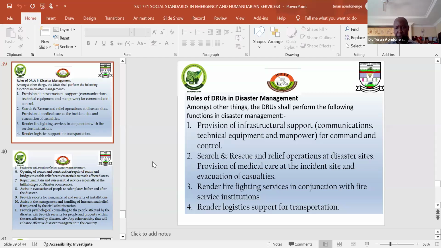Grace Joseph, please mute your speakers. They render firefighting service in conjunction with the service institution. Joseph, mute your speakers.